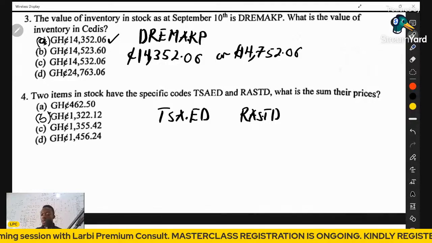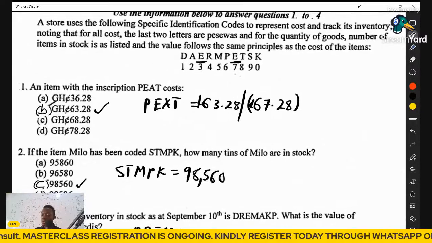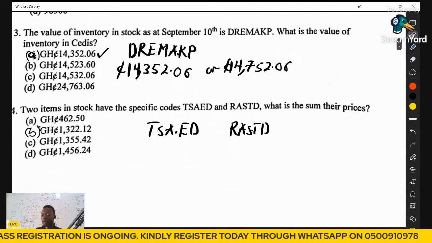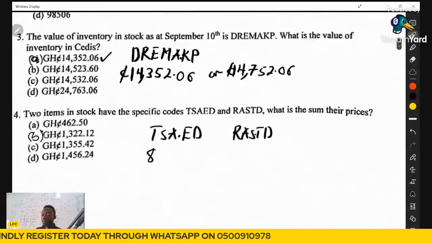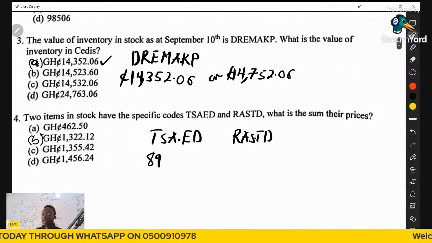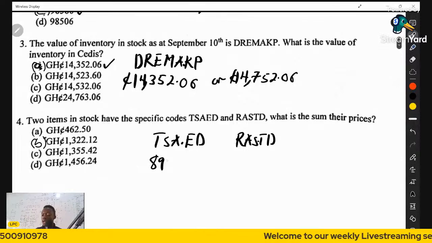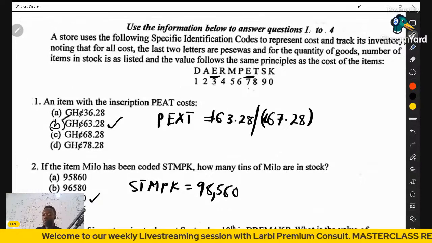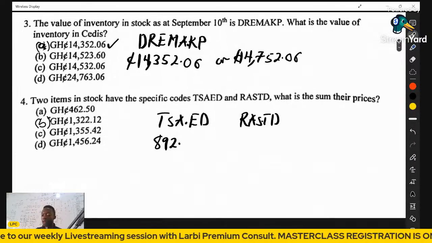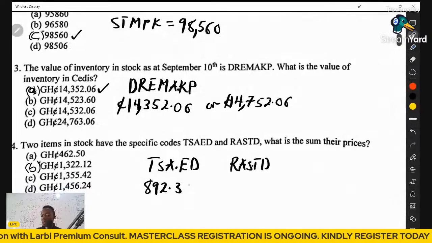So we'll come back. We know that our T is what? 8, right? I think that's 8. Sure. And then we know that our X is what? 9. And we know that our A is what? 2. So we have 892 point. Okay. And we know that the first E here is what? 3. So we have 3. And we know D to be what? 1.